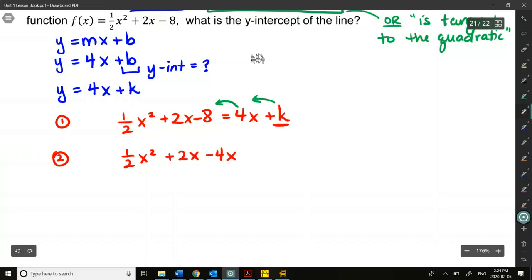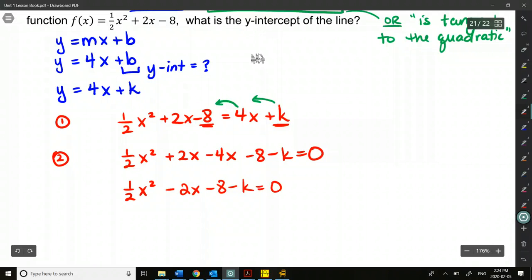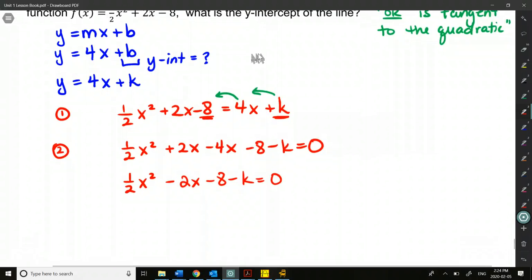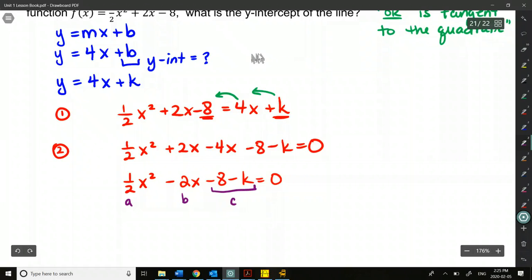So when I move this k over, I'm actually going to group it with the -8 because those two things are both constants. So it'll be like -8 minus k. And then we can gather the like terms here. So this is kind of like our a, b, and this together is like c.